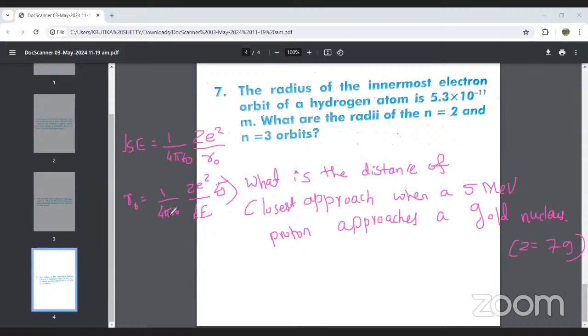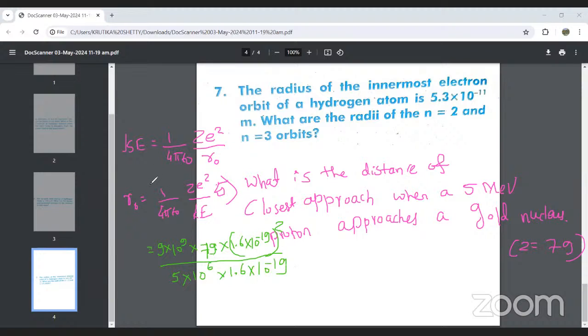What is 1 upon 4 pi epsilon naught? We know that 1 upon 4 pi epsilon naught is 9 into 10 raised to 9, into Z E square. So Z value is given, it is 79, into E value, the charge of the electron, 1.6 into 10 raised to minus 19, whole square, upon kinetic energy. They have given it as 5 mega electron volt. So 5 into mega, if you convert, it is 10 raised to plus 6, into electron volt to joules, it is 1.6 into 10 raised to minus 19.